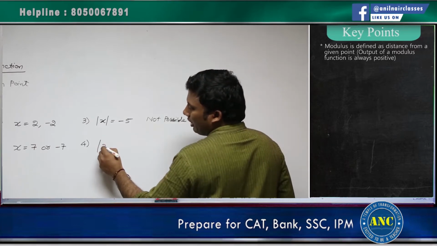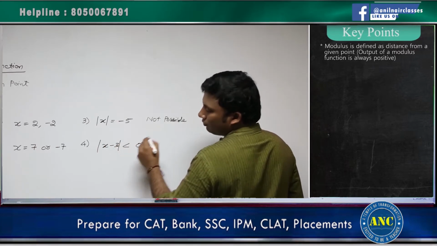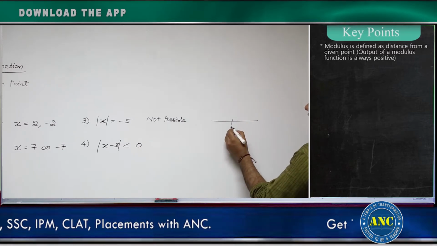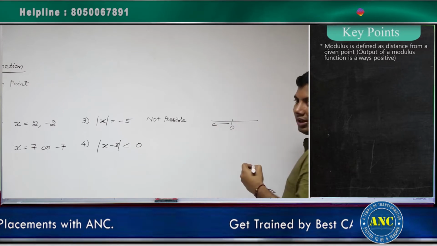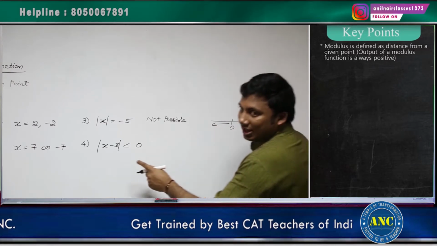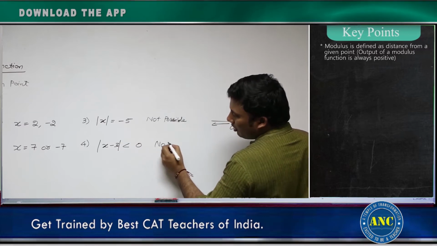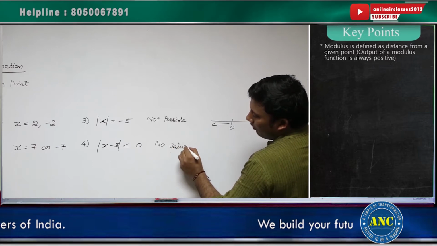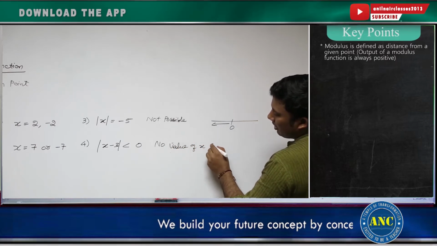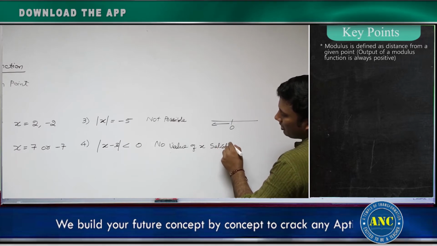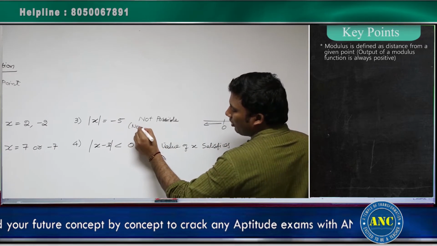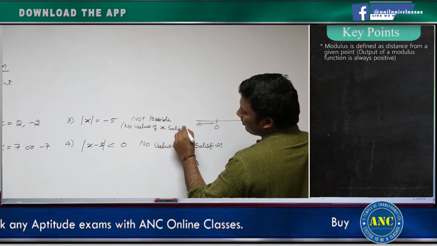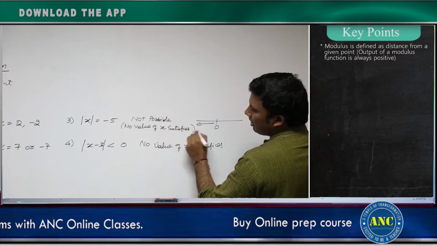Fourth one. Mod x minus 3 less than 0. If you draw a number line, 0, anything to the left of 0 is negative. Can a modulus be negative? No. No possible value of x will satisfy. No value of x exists. Even this one also, the answer is not possible, which means there is no value of x which will satisfy this equation.